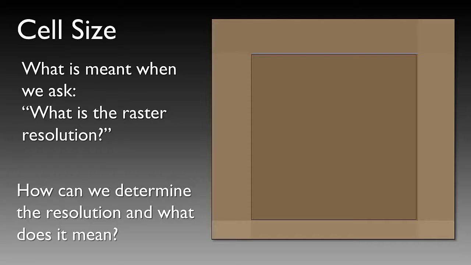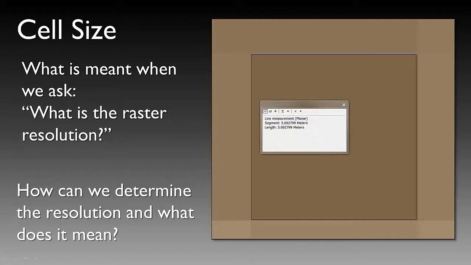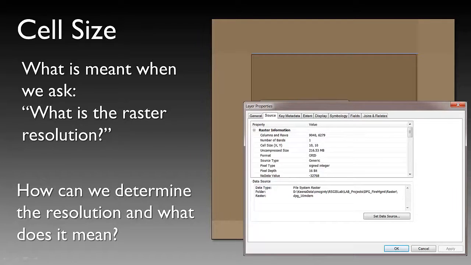1. Individual or organization that provided the data to you provides that information verbally. 2. You use the measuring tool in ArcGIS to measure the length of the side of a pixel. 3. You use the layer properties window to identify what the actual cell size is. The third option is the most reliable and standard way of identifying a cell size.